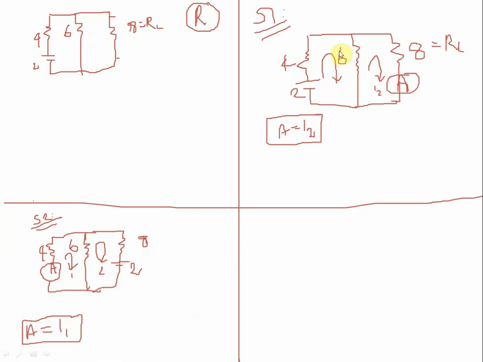Write the Kirchhoff voltage law. So 10 I1 minus 6 I2 is equal to 2. What about next? No source in loop 2, so 0.